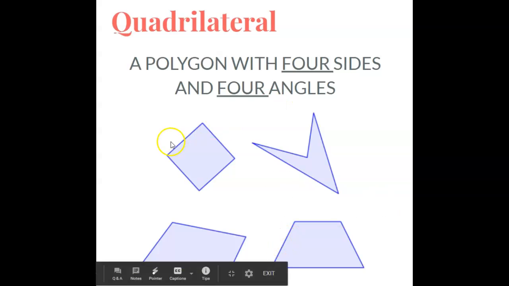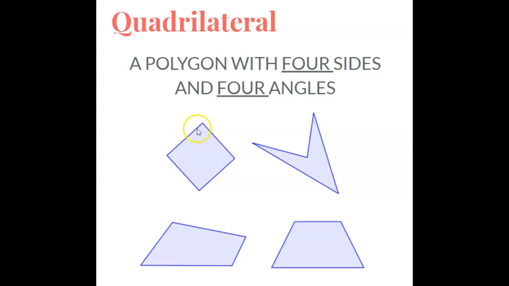You can see all these sides are straight. They're all closed shapes. That means it's a polygon. But to make it a quadrilateral, it needs to have 4 sides. 1, 2, 3, 4.